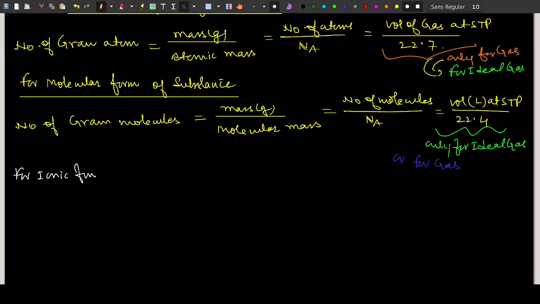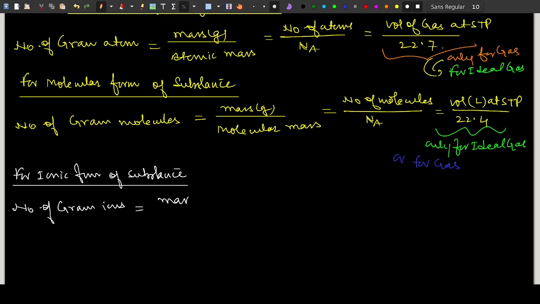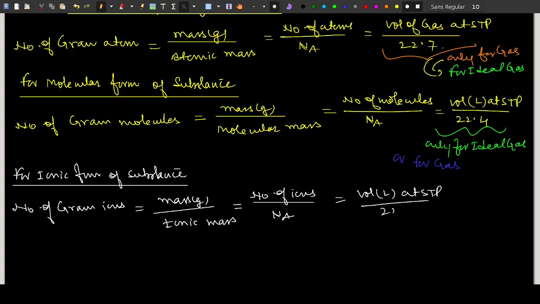Here for the ionic form of substance, we can say number of gram ions is equal to mass in gram upon ionic mass, and this is equal to number of ions upon Avogadro's number. And here don't write this volume in liter at STP upon 22.4 or 22.7. This is not valid for the ionic substance.